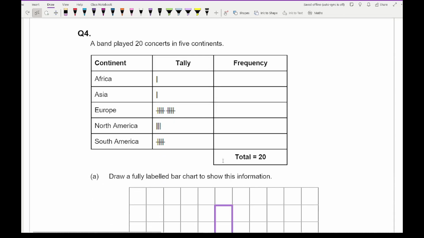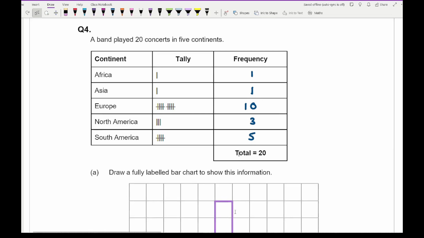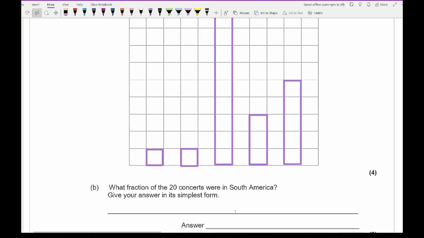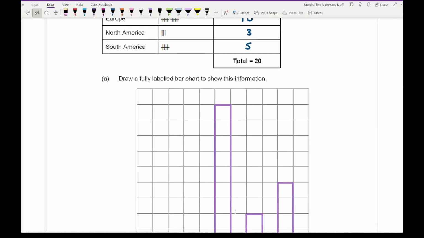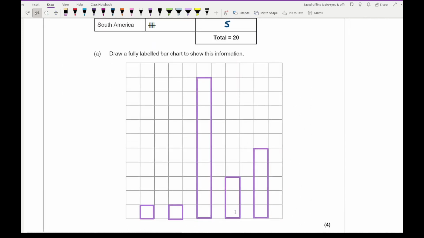Moving on to question 4, it says a band played 20 concerts in 5 continents. Draw a fully labelled bar chart to show the information. So for this, first of all we need to complete the frequency column. So we've got 1, 1, 10, 3 and 5. You just want to double check that that all adds up to 20, which it does. Then it's a case of drawing and completing our bar chart following those rules.